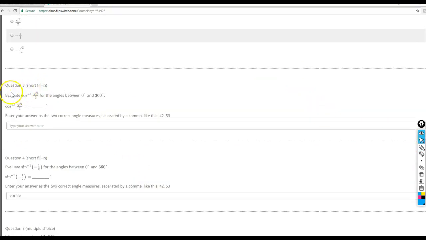Alright, again, question 3 is very similar to question 4. You want to know at what angle the ratio of square root of 3/2 happens for cosine, which is our x coordinate on the unit circle.